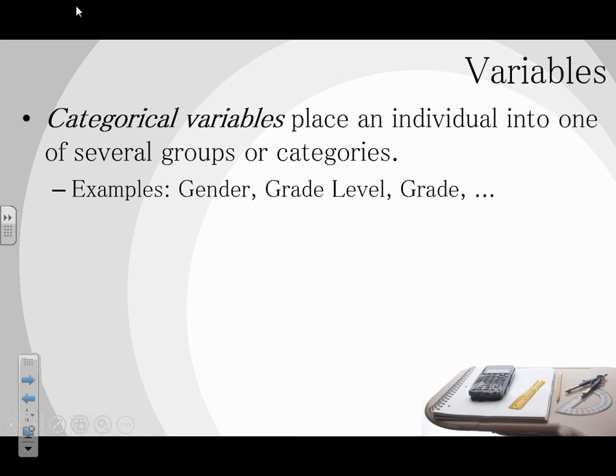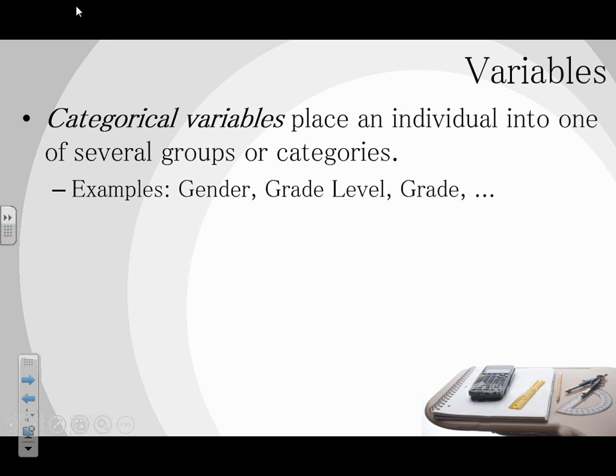So categorical variables place an individual into one of several groups or categories. Okay? So for example, you got gender, so that's a variable we can measure. We look at the individual and they're male or they're female. Okay? So there's 2 different categories, and then you fit into one.